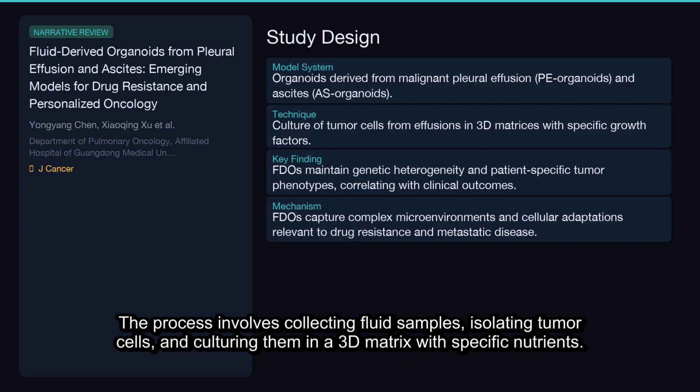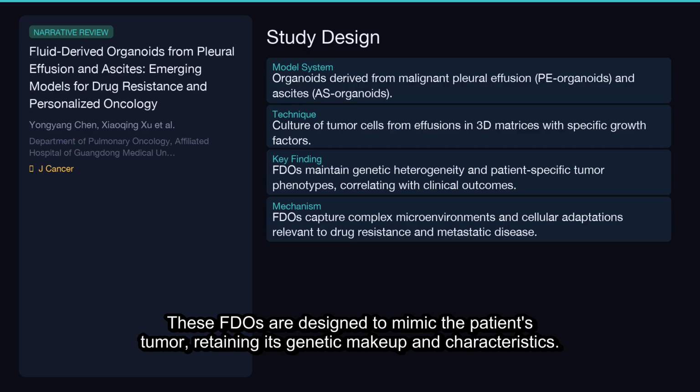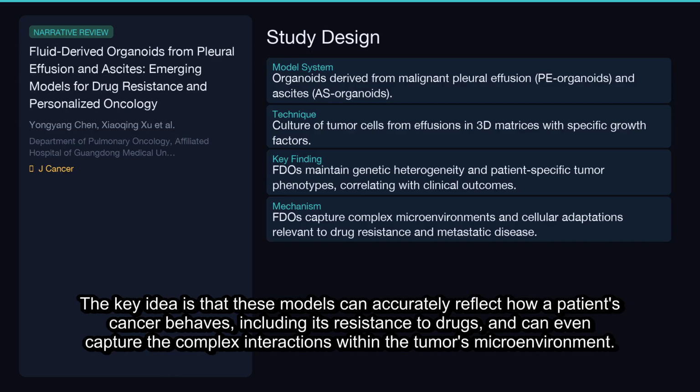The process involves collecting fluid samples, isolating tumor cells, and culturing them in a 3D matrix with specific nutrients. These FDOs are designed to mimic the patient's tumor, retaining its genetic makeup and characteristics. The key idea is that these models can accurately reflect how a patient's cancer behaves, including its resistance to drugs, and can even capture the complex interactions within the tumor's microenvironment.